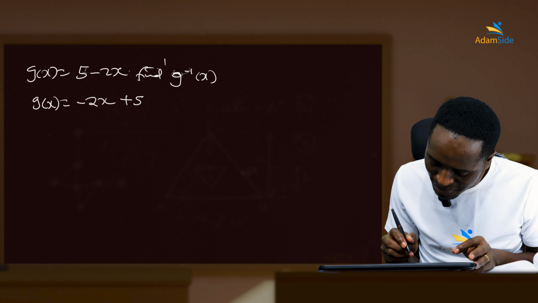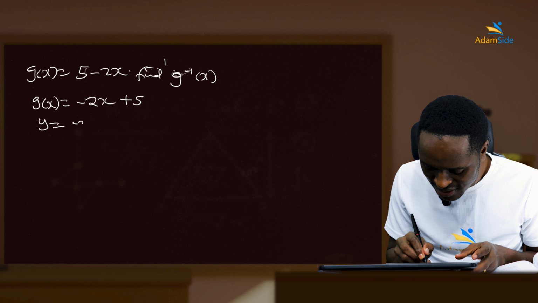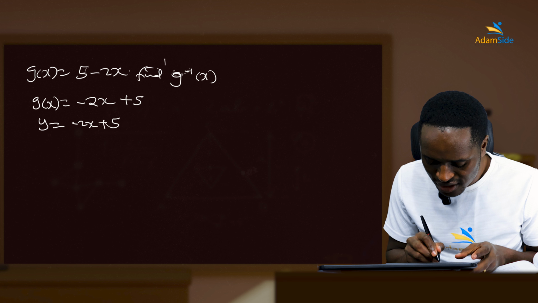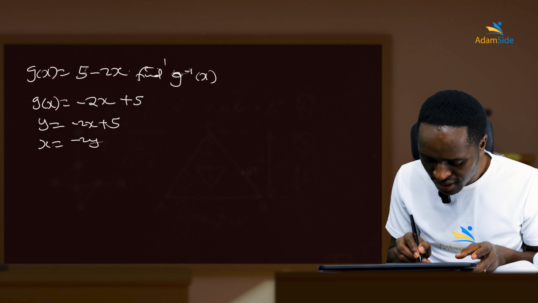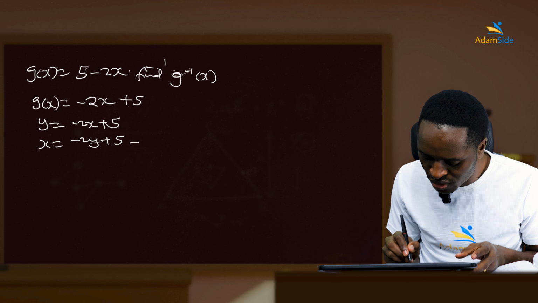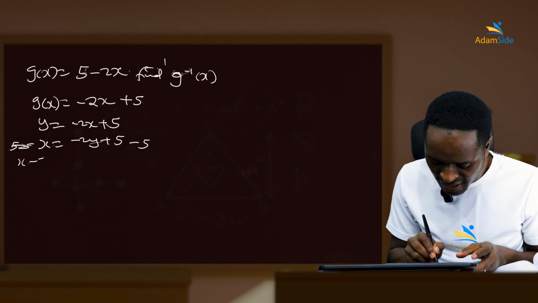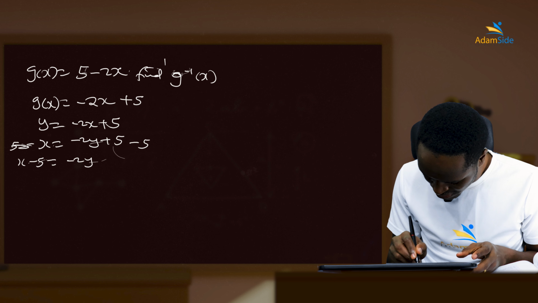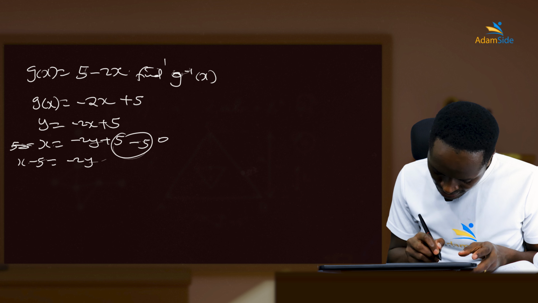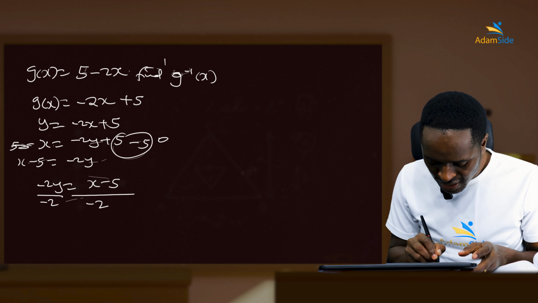So we can use the swap method too, swapping the variables. We know this is y, and we know that is x. Where there is x, put y, and where there is y, put x. x is equal to minus 2y plus 5. Make y the subject. Add minus 5 to both sides. You say x minus 5 is equal to minus 2y. This becomes 0. Then make y the subject. Minus 2y is x minus 5. Then divide both sides by negative 2.